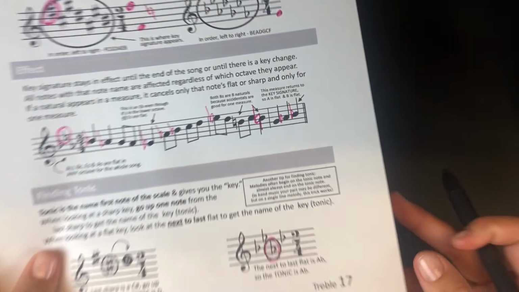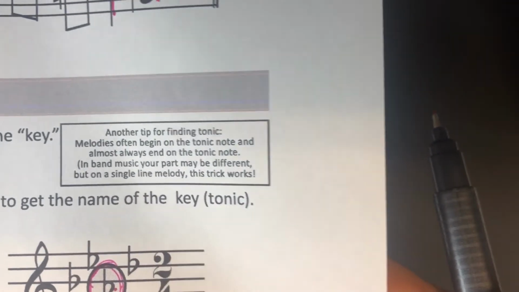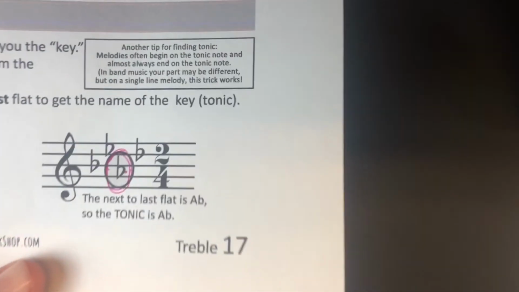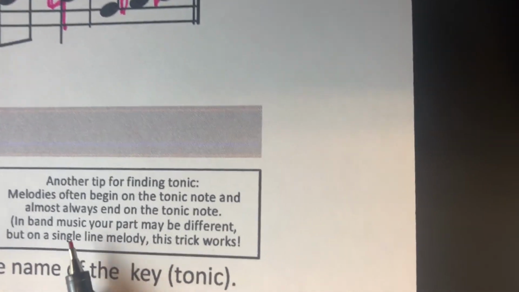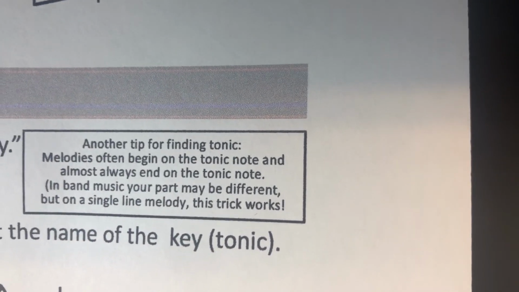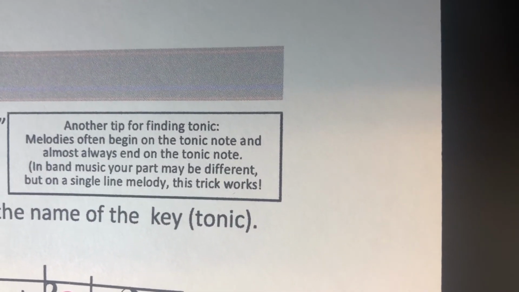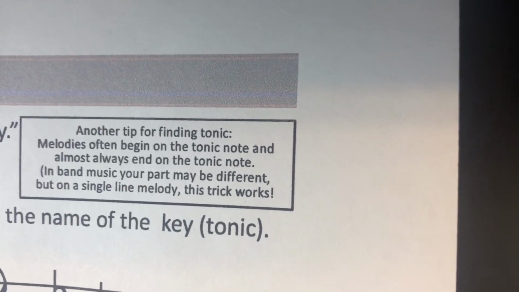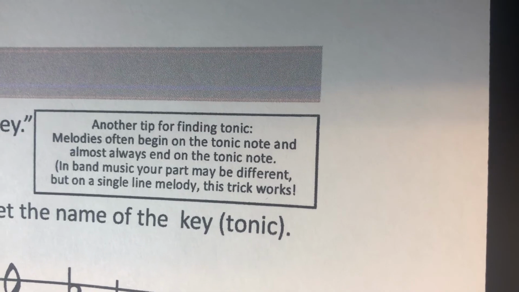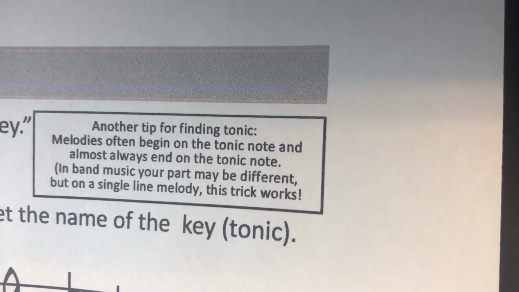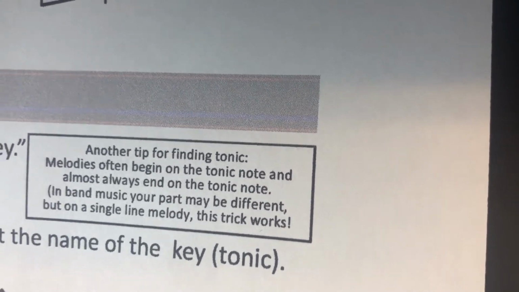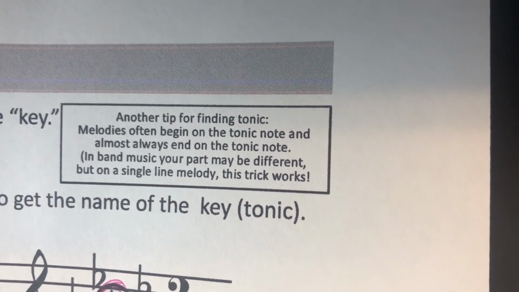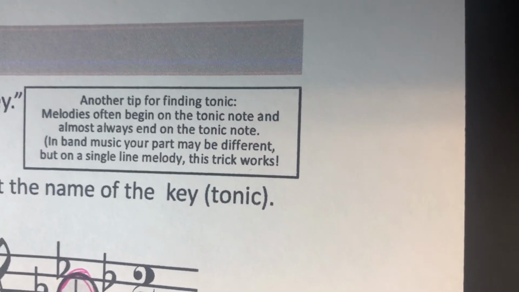Now, here's another tip that I think is, in a lot of ways, not necessarily more helpful to know. This rule is super helpful when you're talking about theory, but just as a musician, it's nice to know. Another tip for finding tonic. Melodies often begin on the tonic note and almost always end on the tonic note. In band music, your part may be different. So like if you're playing French horn, your first note might not be the tonic. But on a single melody line, like if you're playing a line out of a book or a solo, then that trick almost always works.